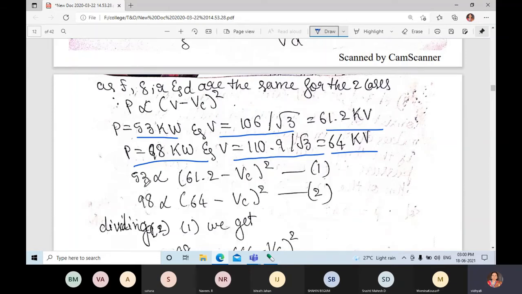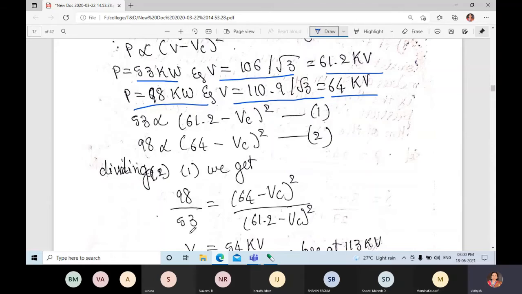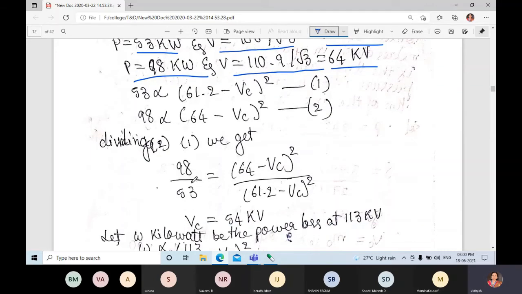Here we can write 53 proportional to (61.2 minus Vc) whole square, and 98 proportional to (64 minus Vc) whole square. Dividing equation 2 by 1, we get 98 divided by 53 is equal to (64 minus Vc) whole square divided by (61.2 minus Vc) whole square. So from this we get Vc value is 54 kilovolt.